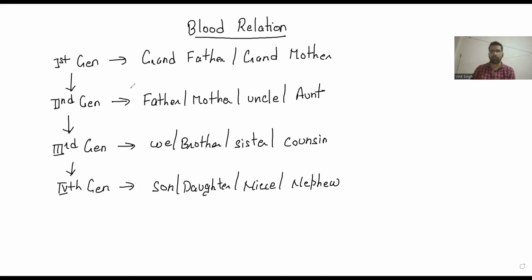Now, all the generations we will divide into 4 parts. First generation, there will be a grandfather, grandmother. Second generation, father, mother, uncle, aunt. Third generation, brother, sister, cousin. Fourth generation, son, daughter, niece, and nephew. For the male, we will take the sign positive. For the female, we will take the sign negative.